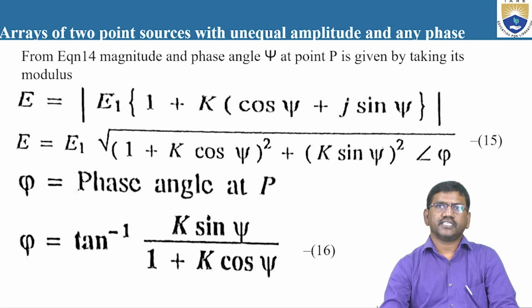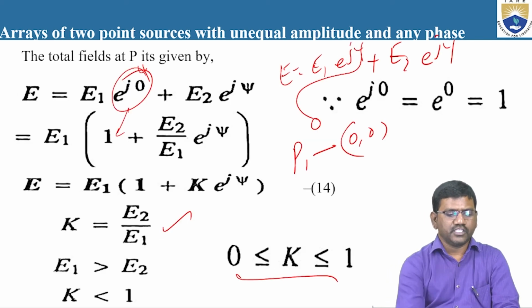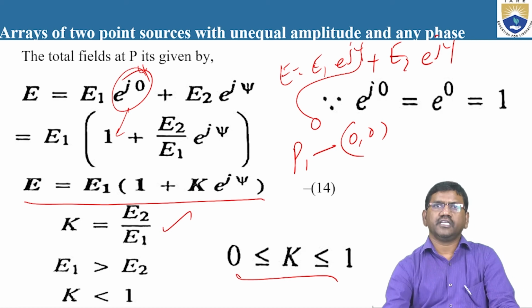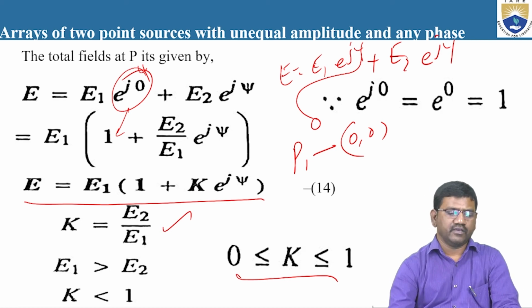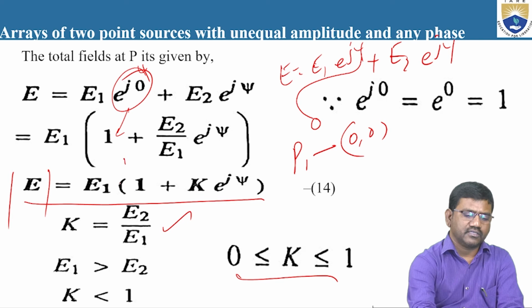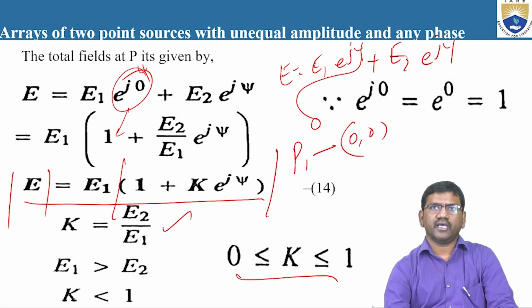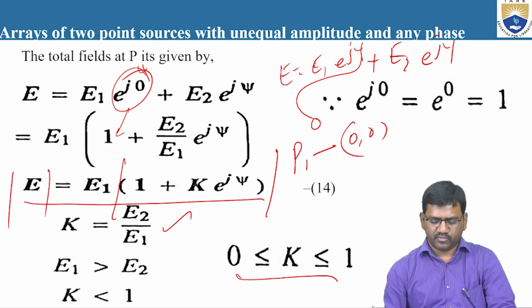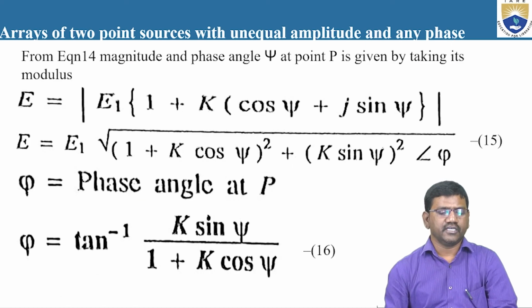So we can further extend by simplifying this above expression by applying some trigonometric formulae. That is, we are going to take the modulus of the above function. For this function, E is equal to E1 into 1 plus k e power j psi, we apply modulus on both sides. If we apply modulus on both sides, what will happen? We will see. Modulus of 1 plus k e power j psi.